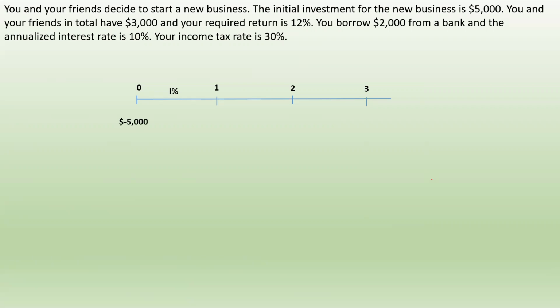So if we draw a timeline of this company's cash flow, you invest 5,000 upfront. Those are negative, those are cash outflows. And at the end of the first year, you will summarize all the cash inflows and outflows, and you have a net cash flow, which is CF1. Second year, you have the second cash flow. Third year, you have the third cash flow. And you have this discount rate here.